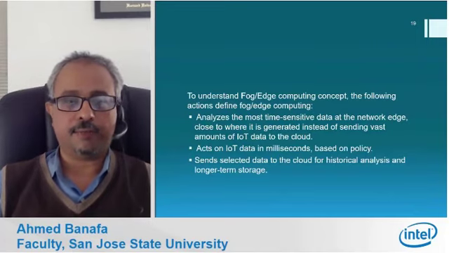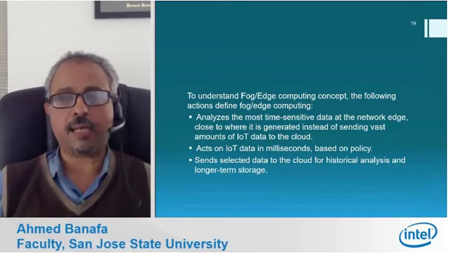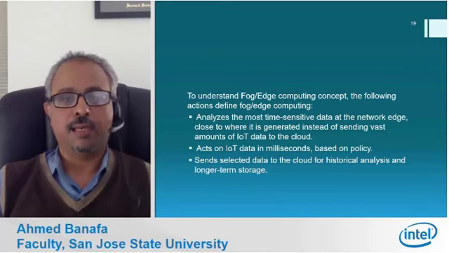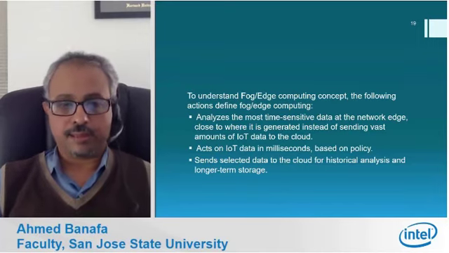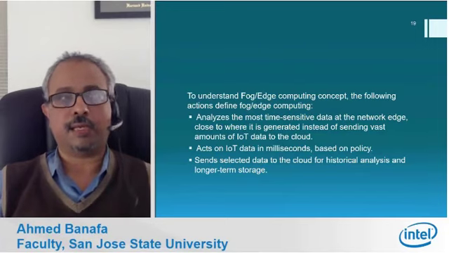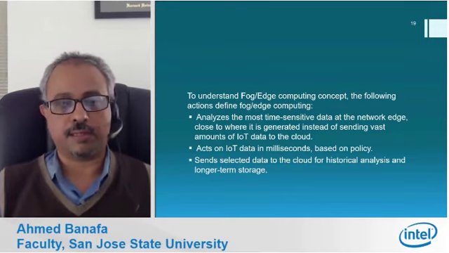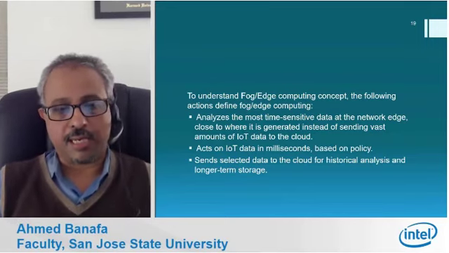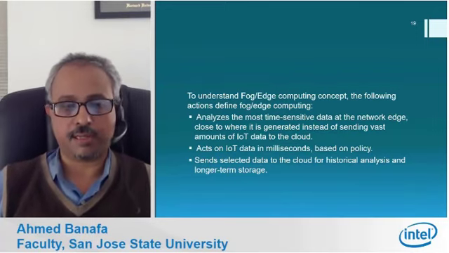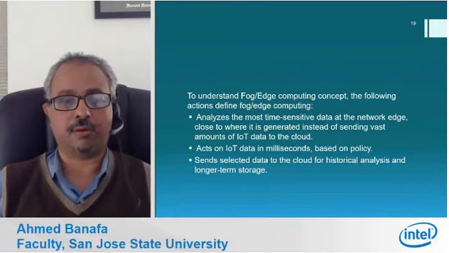To understand the fog and edge computing concept, the following actions define them. Analyze the most time-sensitive data at the network edge, close to where it's generated or close to where the action is, instead of sending all this vast amount of data, sending everything to the federal government, let them deal with it, and the state level does nothing. Act on IoT data in milliseconds instead of minutes, hours, days when it comes to the cloud. Send selected data to the cloud for historical analysis and long-term storage.